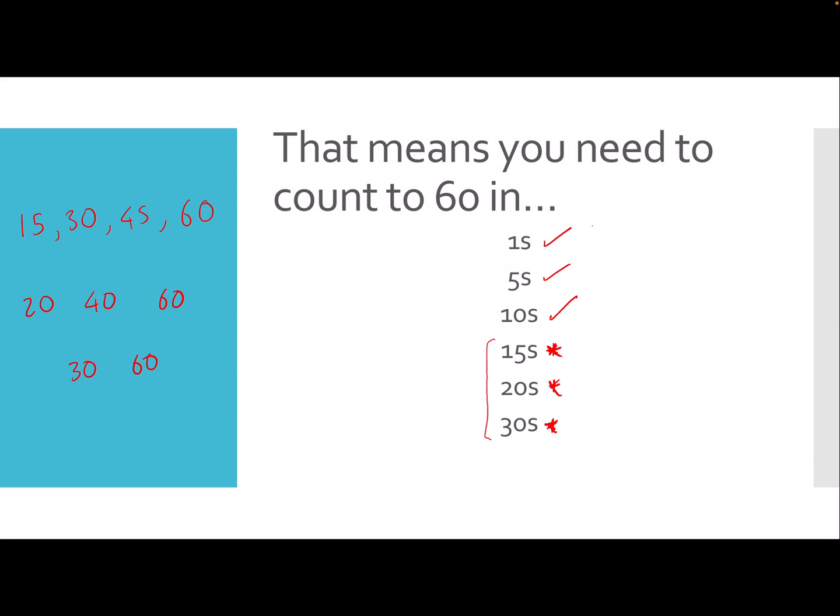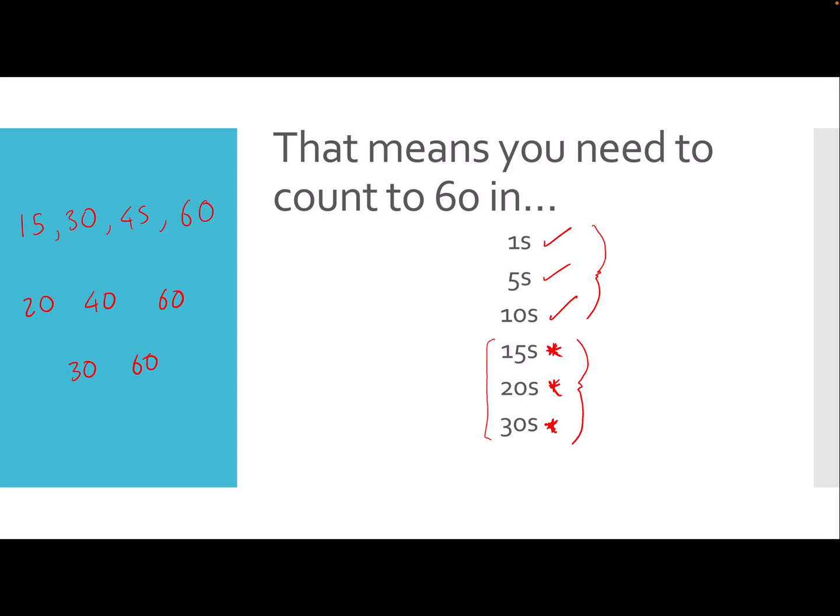So these, I hope you know. These you might need to learn, but they're not hard. Look at them. There's 4 things in counting in 15s, 3 things in counting in 20s, and 2 things in counting in 30s, and they all end in 60. So it's not tricky.